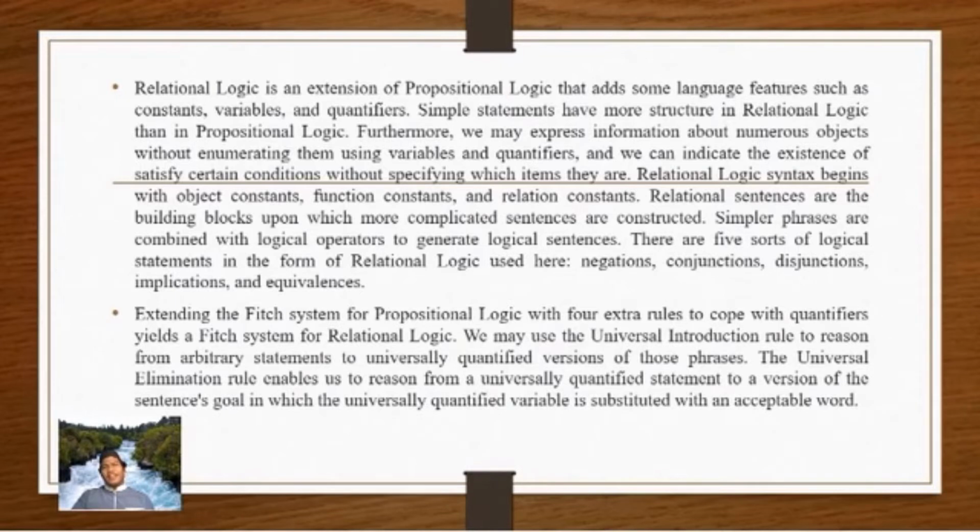Next, extending the Fitch system for propositional logic with 4 extra rules to cope with quantifiers yields a Fitch system for relational logic. We may use the universal introduction rule to reason from arbitrary sentences to universally quantified versions of those sentences. The universal elimination rule enables us to reason from a universally quantified sentence to a version of the sentence in which the universally quantified variable is replaced with an appropriate term.